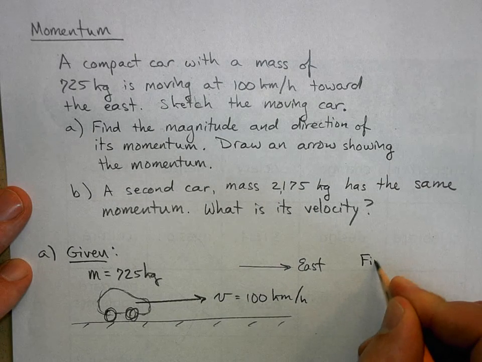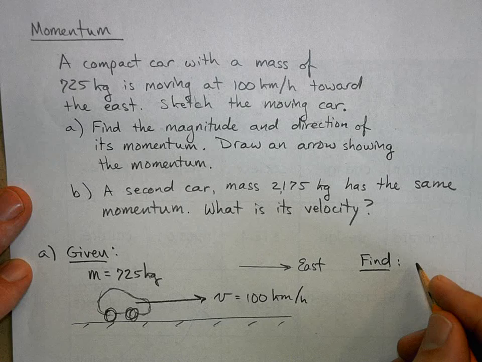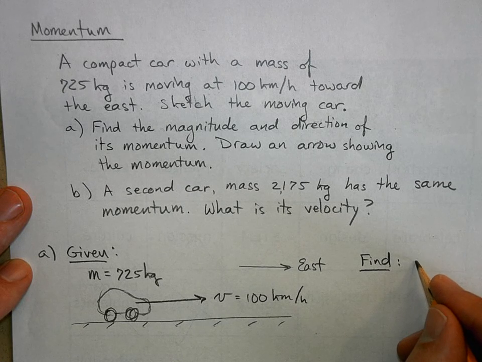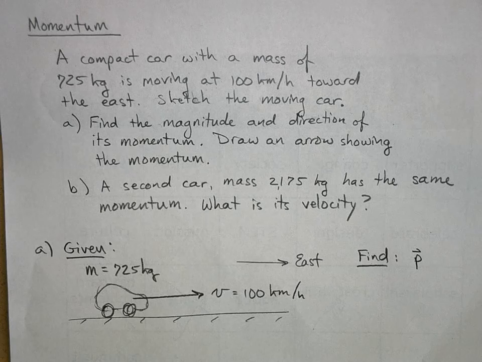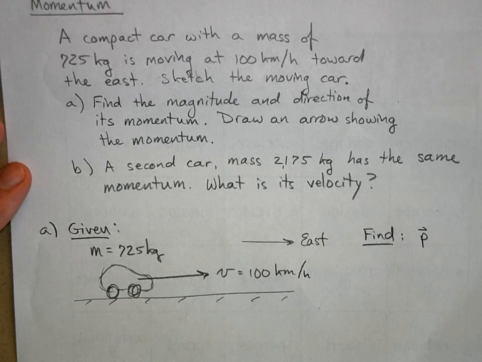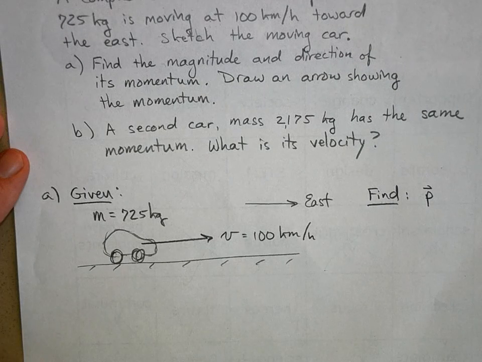So what are we trying to find here? We want its momentum, which I'm just going to call P. And we want the magnitude and direction of it. We want to draw it as an arrow. Okay, so let's solve.